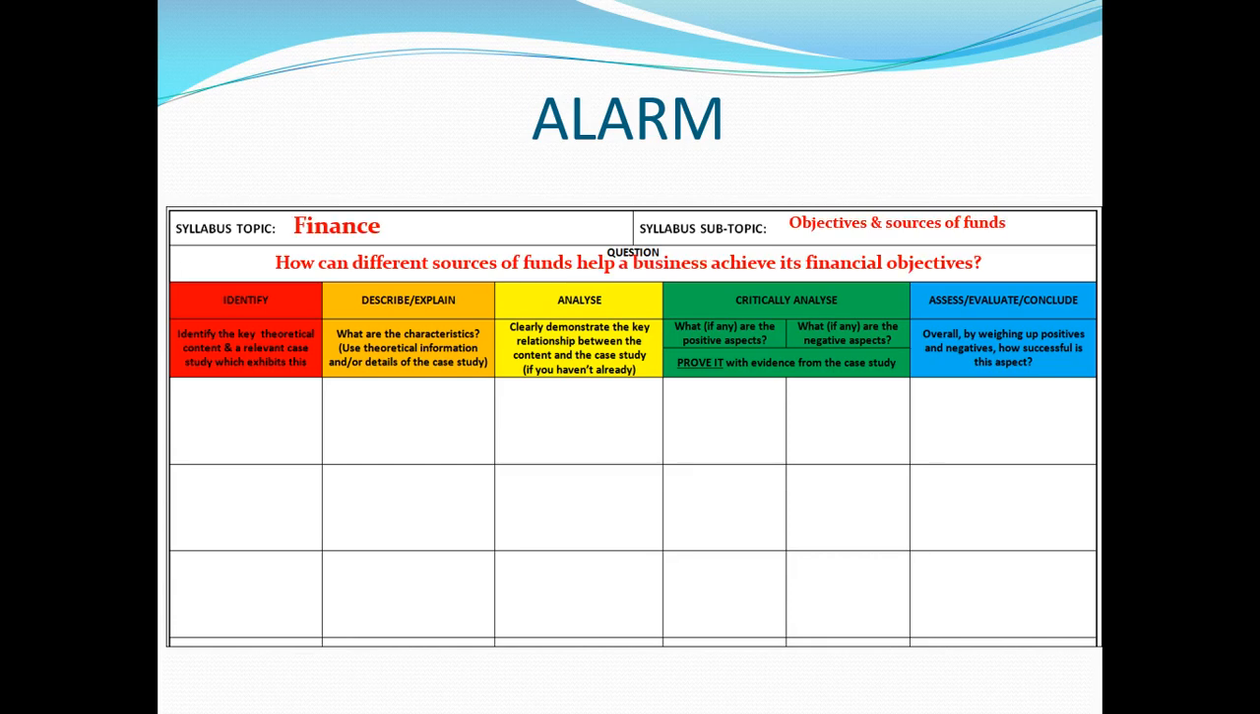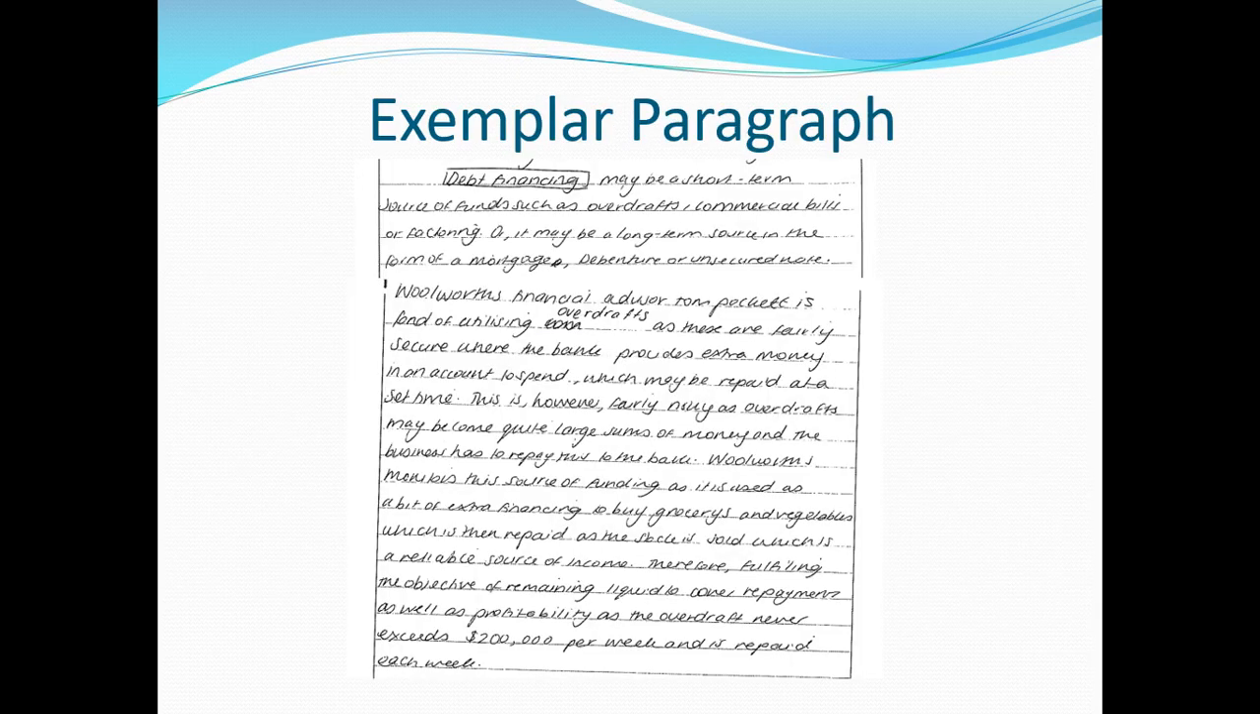In terms of this particular question, you can see that the syllabus topic is finance, and the subtopics are the sources of funds and the objectives. And the question is there as well: how can different sources of funds help a business achieve its financial objectives? So keep that in mind as we look at just one paragraph from that exemplar response. So I've just included one paragraph. Now that's handwritten and a little bit messy.